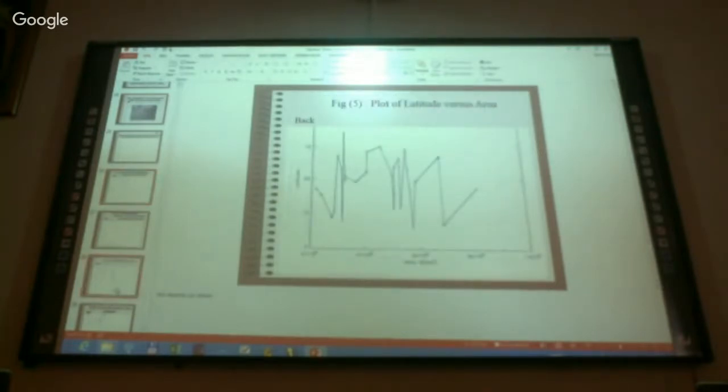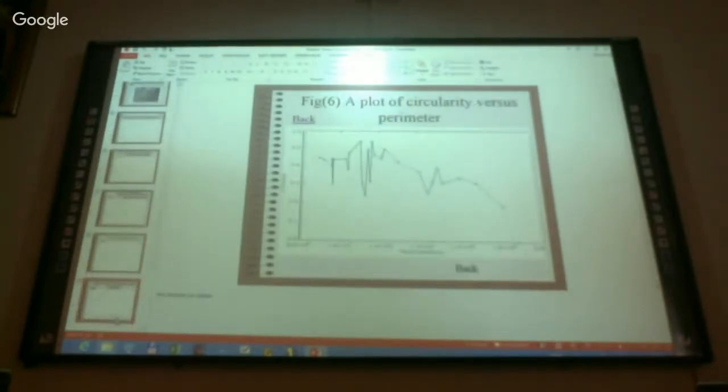This is the plot of latitude versus area. It shows that the cells are symmetrically situated about 50-degree latitude, and we observe two minima at 20-degree latitude. And this is the circularity versus perimeter, which shows that mid-range cells are more circular compared to the extremes. It is explained very well because the supergranular outflow pressure decreases with increasing radius. That could be the reason the smaller cells tend to be more circular compared to the larger cells.